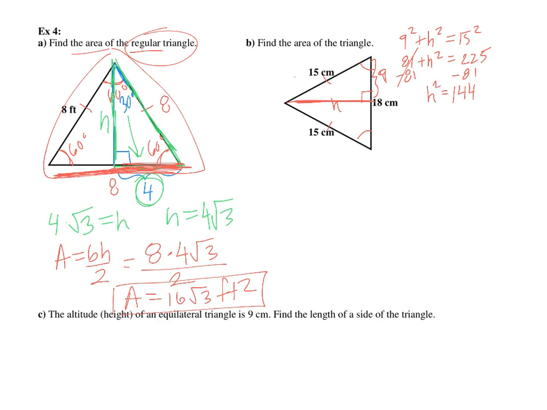Don't forget the squared. Now I square root both sides, and h is equal to 12. All right, there's something to work with here. Now, here's another thing you could have done that I want to point out.